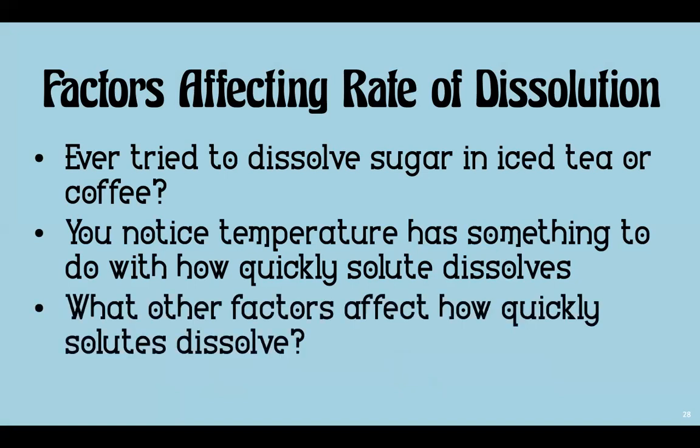Now, some of this, based on your previous studies, should be kind of logical, since we know after studying the gas laws what effect temperature has on particles. But the other question is how other factors might affect how quickly a solute dissolves. So I think there's 4 or 5, maybe 3. I don't know. Anyway, we're going to go through the factors.